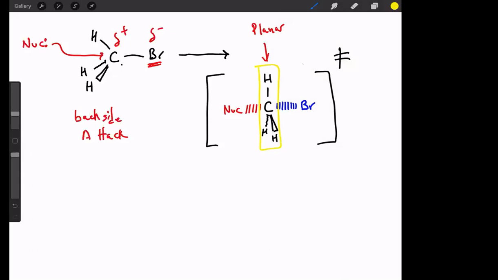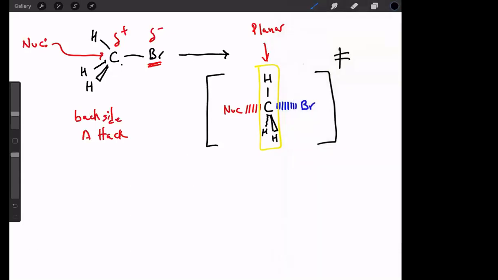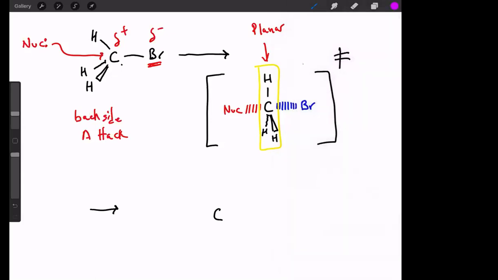Now, what happens as the reaction proceeds? As the reaction proceeds, the bromine comes off and the nucleophile is attached. So the question is where do these hydrogens end up? Do the hydrogens end up back here towards the nucleophile? Or do they end up over here where the bromine has left?